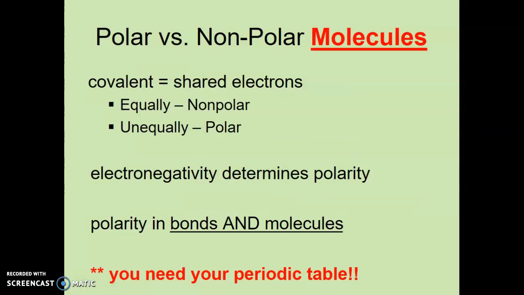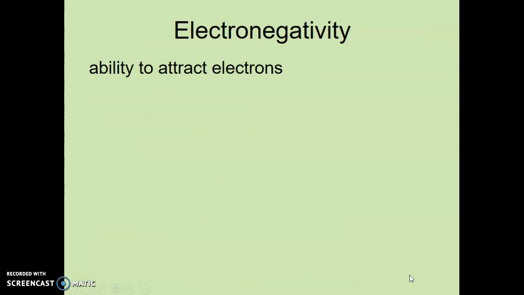Okay, polar versus nonpolar. First of all, these are all covalent, and covalent has shared electrons. If they're equally shared, it's nonpolar. If it's unequally shared, it's considered polar. And the way we tell the difference is using electronegativity. You can have polarity in a bond and overall in a molecule. And in order to determine polarity, you're going to need that periodic table that I gave you that has the electronegativity numbers on it.